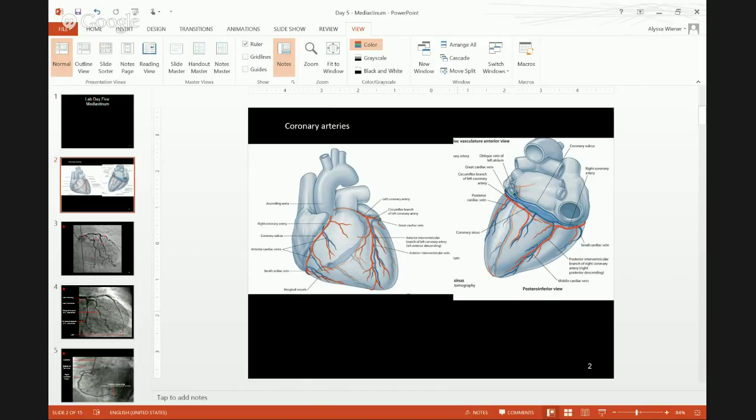Scapula here, those are the shoulder blades. I think more high yield is the stuff that's following. So the diaphragm is going to make up the inferior border of the thorax.